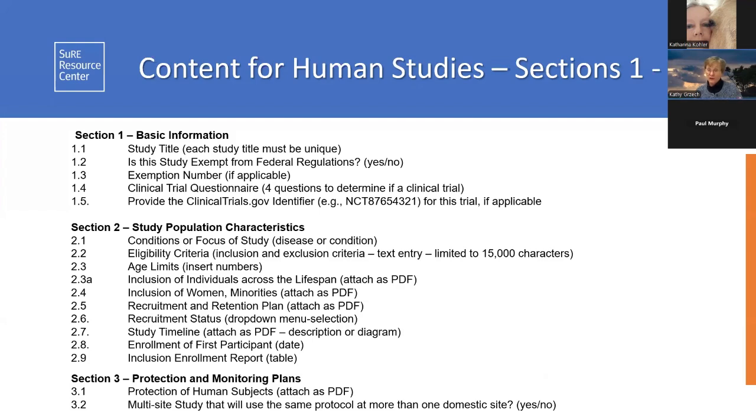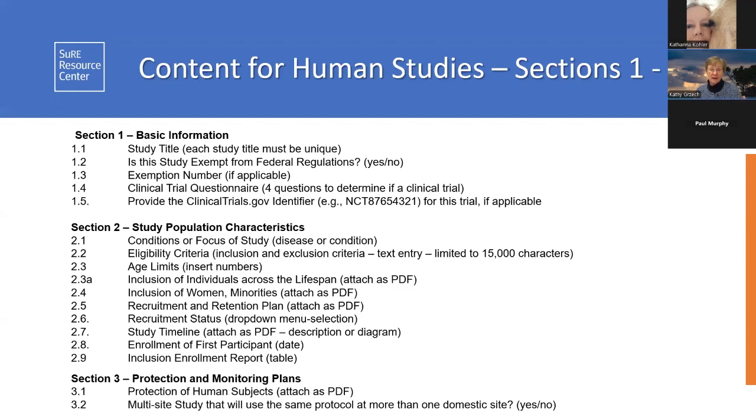Clinical trial questionnaire. Even though you know it's not a clinical trial, you're still going to have to answer those questions in the form to show the reviewers and the program staff at NIH what your assessment is of the type of study this is. And again, this is not a clinical trial, so you will not have to answer the clinicaltrials.gov identifier question. Then you have study population characteristics. This is where you start to do your deeper dive into what your study is all about.